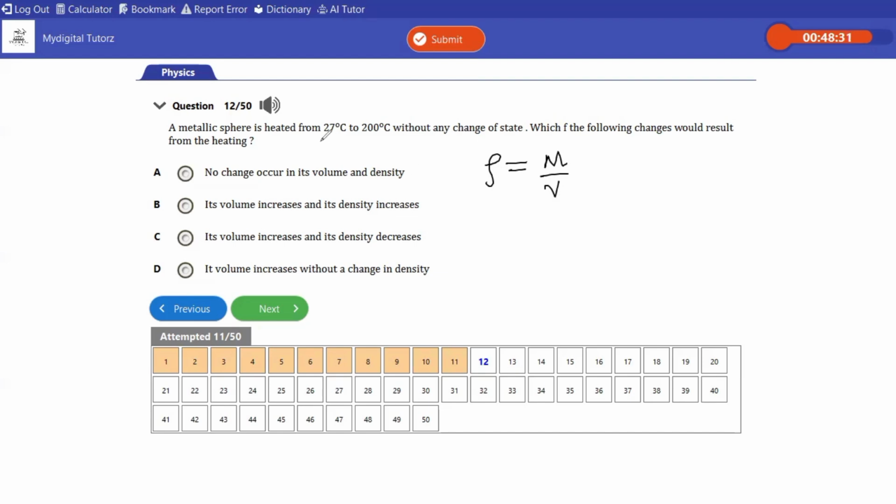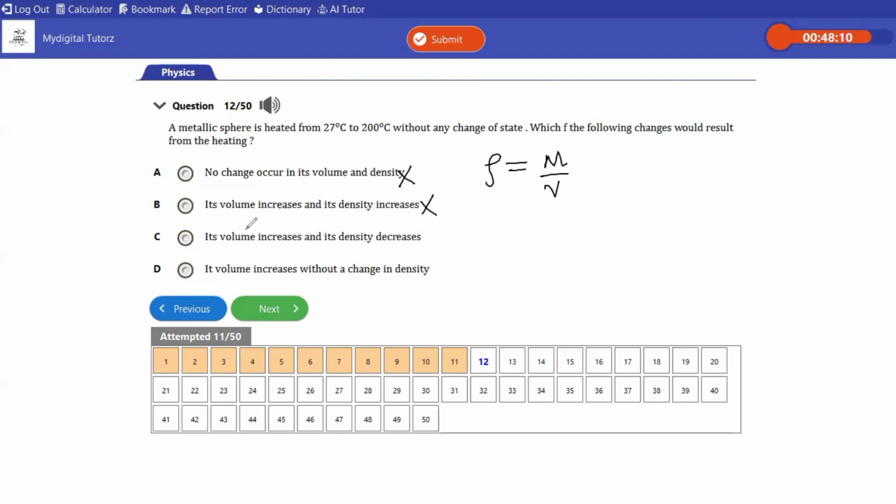So since there's an increase in temperature, there's going to be an increase in volume, which will result in a decrease in what? In density. So let's look at our options. We have: its volume increases and its density increases. This is wrong. Option A says no change occurs in volume and density. This is wrong. Option B says its volume increases and density increases.